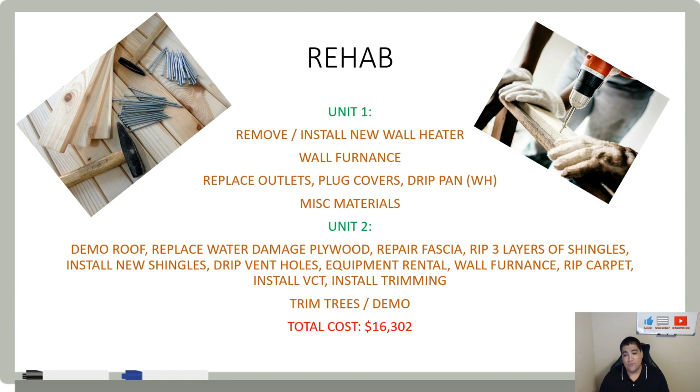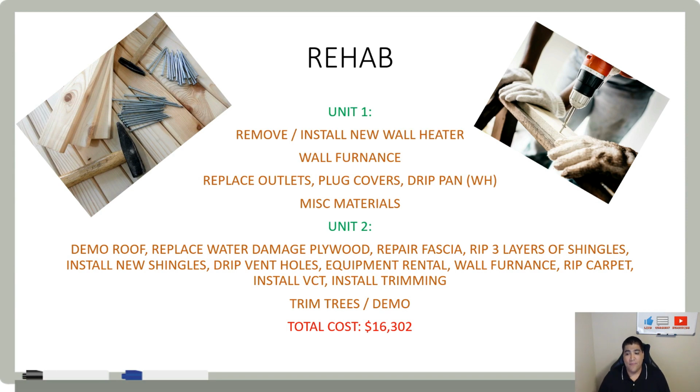All the fascia board was replaced, and then we ripped off the 3 layers of shingles. We installed brand new shingles on the roof. That cost a couple $3,000-$4,000. We drilled some ventilation holes on both sides of the property, so unit 1 and unit 2. We installed ventilation because these are some older homes. If they don't have ventilation on the roof, that causes moisture to build up and you're going to get mold in the future. So in order to get rid of that, we put vent holes in.